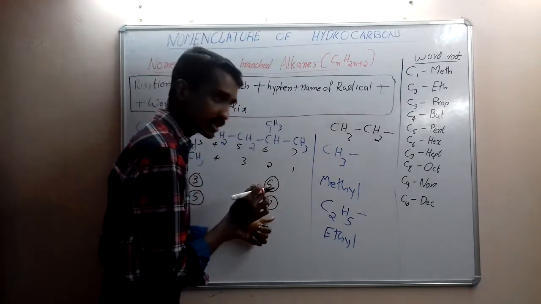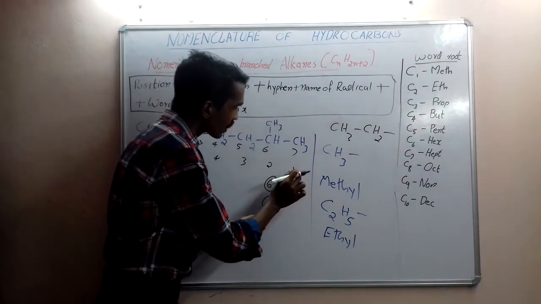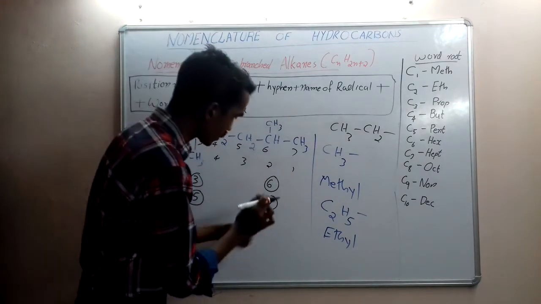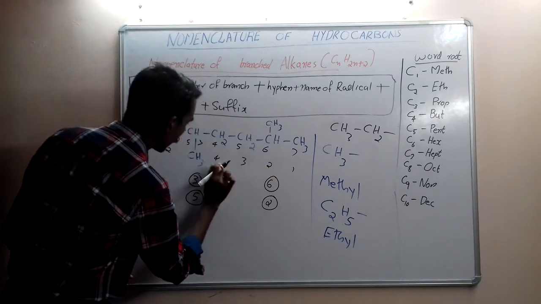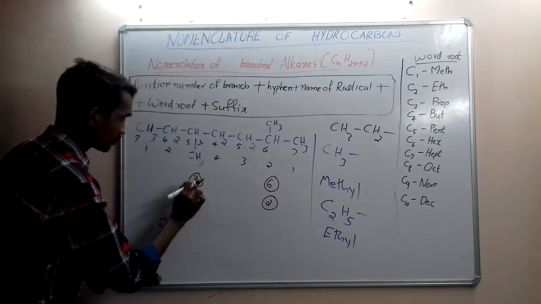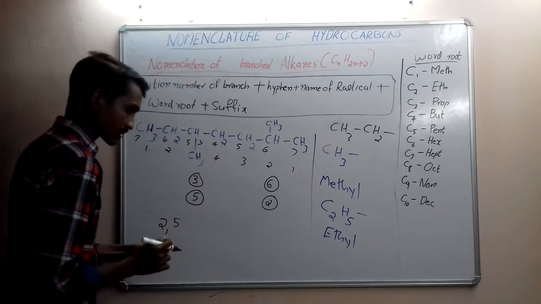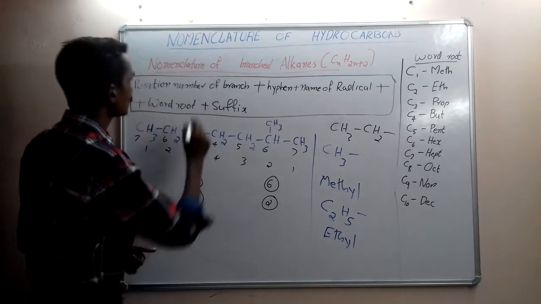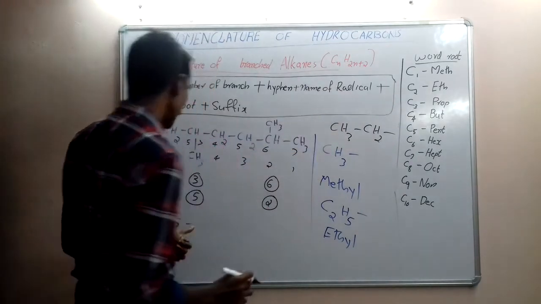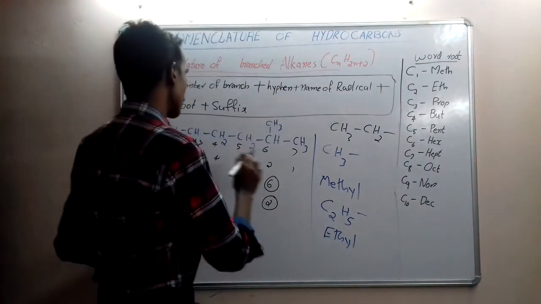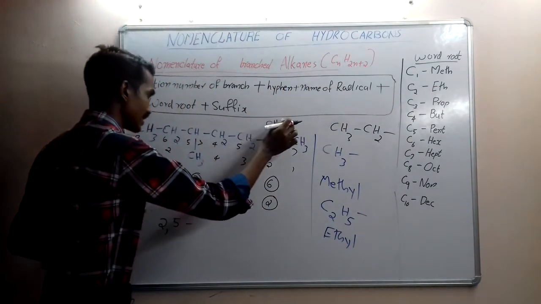How to get the least one? From right to left, so 2. Similarly, right to left, 3, 4 and 5 are written here, not the 3rd one. And hyphen, same way, an alkyl radical. Here is also an alkyl radical. So, 2 alkyl radicals are there.